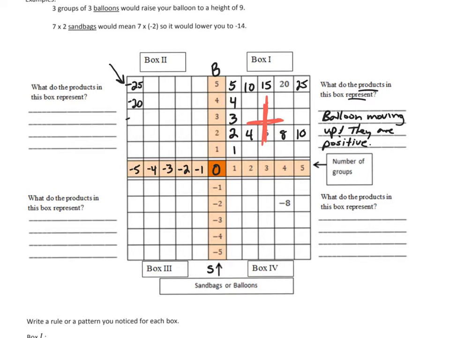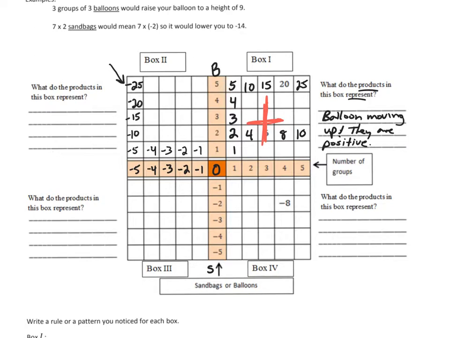Or we could have started at the bottom when we said 5 groups of 1 balloon. That'd be -5, -10, -15, -20. And you would do that with all your numbers. Maybe we should do the ones. One group of -1 is -1. Removing 2 groups of 1 balloon would be -2. Removing 3 groups of 1 balloon is -3, -4. And you can see the pattern.